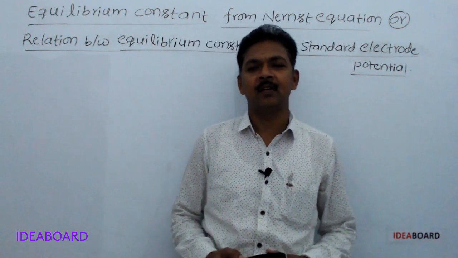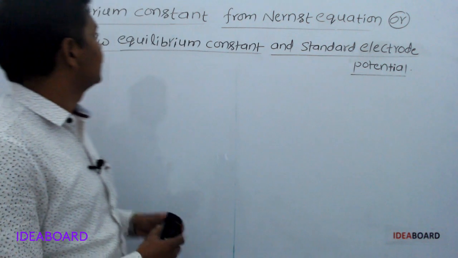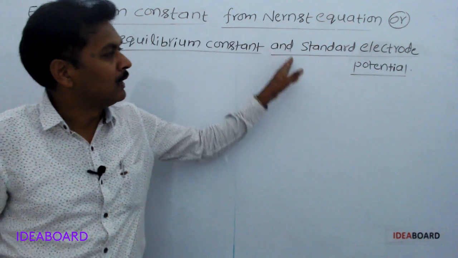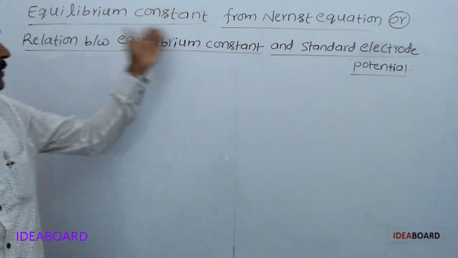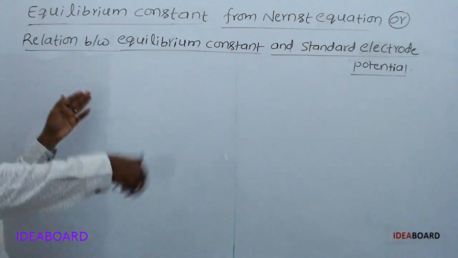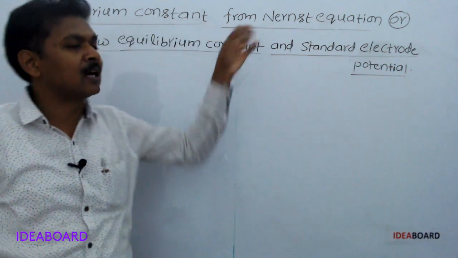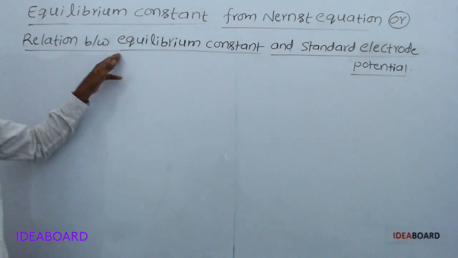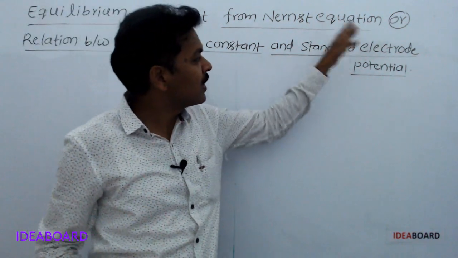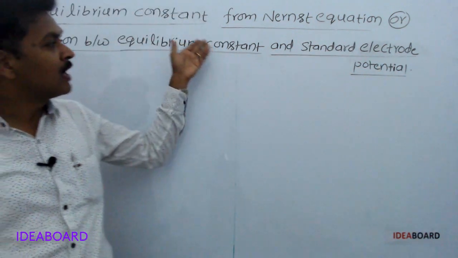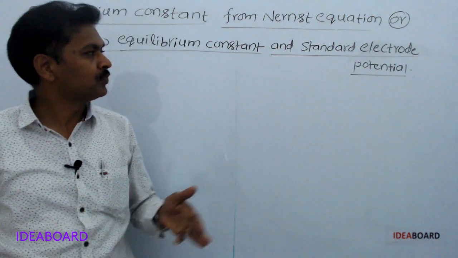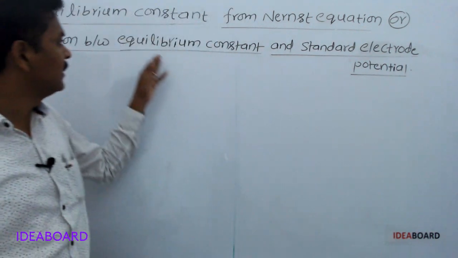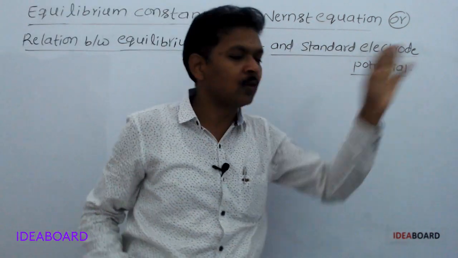My dear students, now I am going to explain equilibrium constant from Nernst equation, or the relation between equilibrium constant and standard electrode potential. Already I have explained the Nernst equation. From that Nernst equation, we can derive equilibrium constant. So that equilibrium constant is K or Kc, and the standard electrode potential is E naught. Relation between equilibrium constant and standard electrode potential.